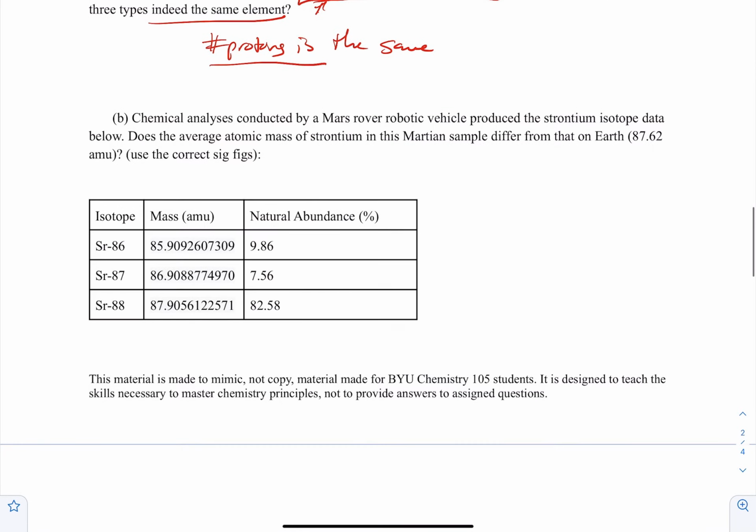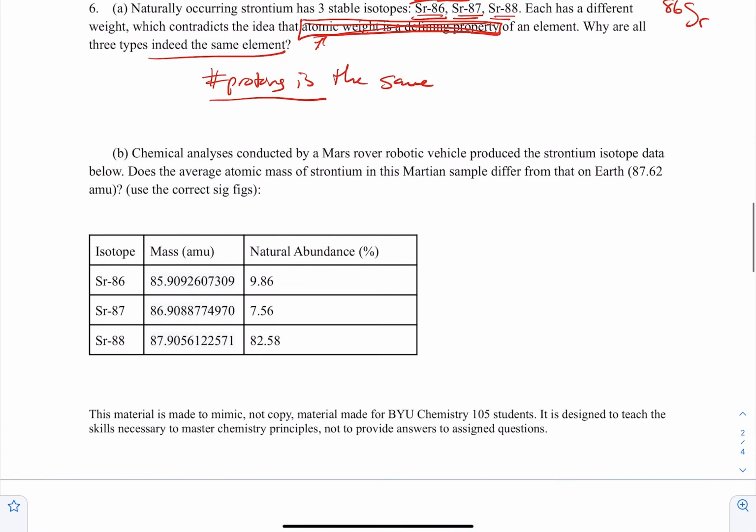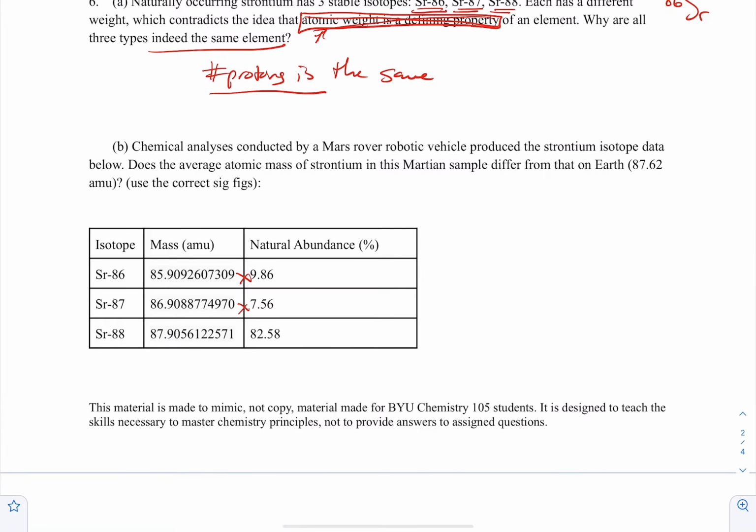All right, letter B here. Chemical analyses conducted by a Mars rover robotic vehicle produced the strontium isotope data below. Does the average atomic mass of strontium in this sample differ from that on Earth? All right, so here we've got this table, and honestly, we're just going to do exactly what we did here. And I'll just put an X here as a times. We're going to multiply here.